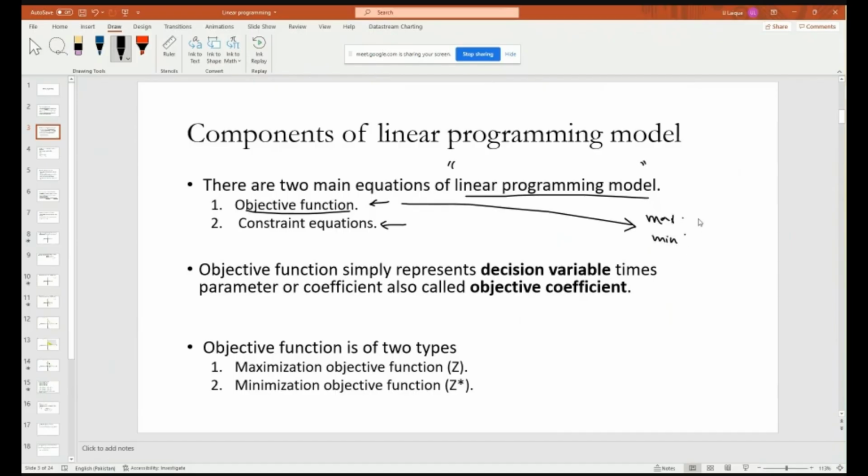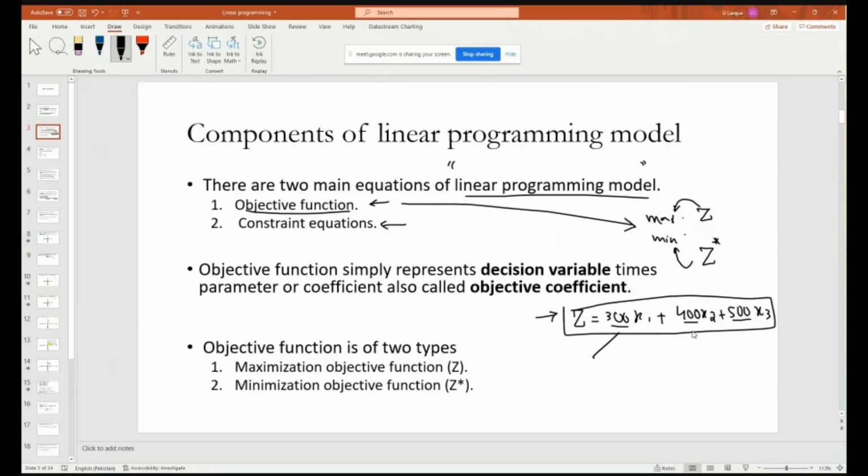If the objective function is represented by z, then z corresponds to the maximization of that linear function. But if I place a z and a small star over it, it becomes a minimization function. For instance, a maximization function: z equals 300x1 plus 400x2 plus 500x3. This whole expression is an objective function, but the 300, 400, and 500 we call coefficients.